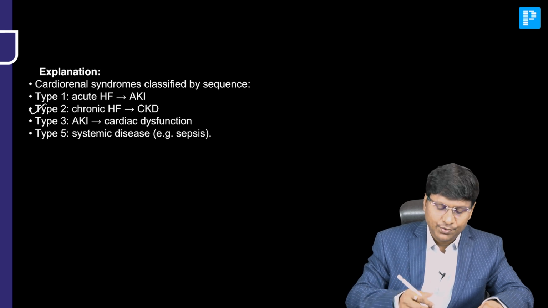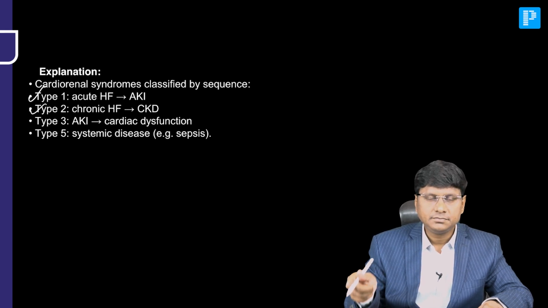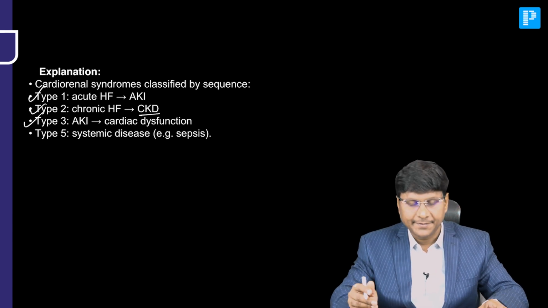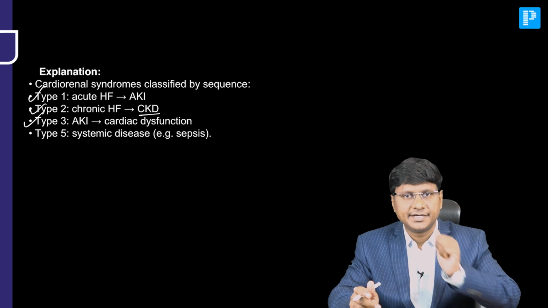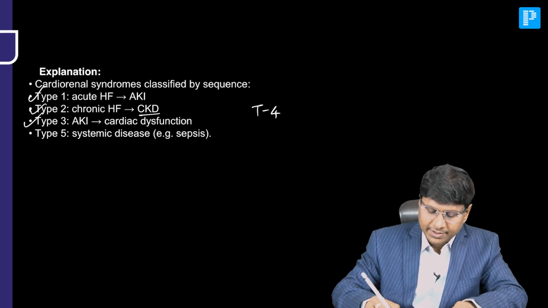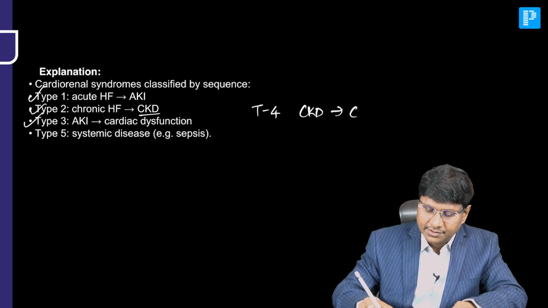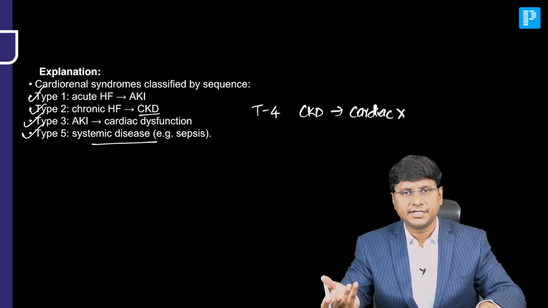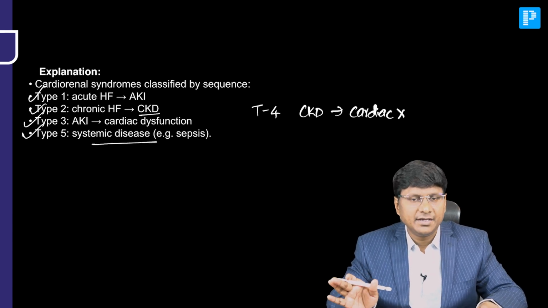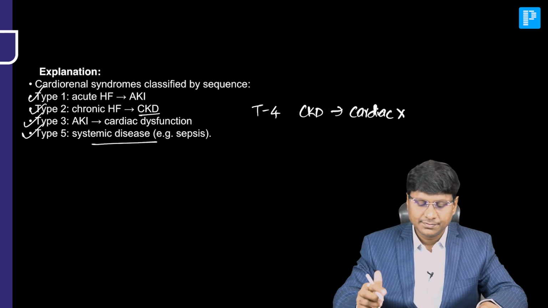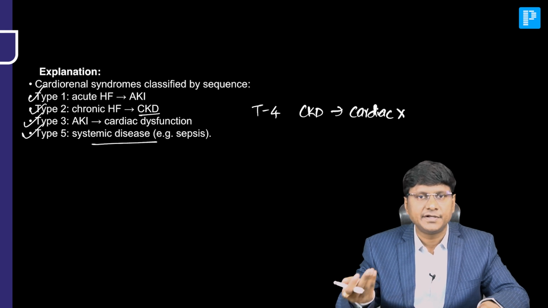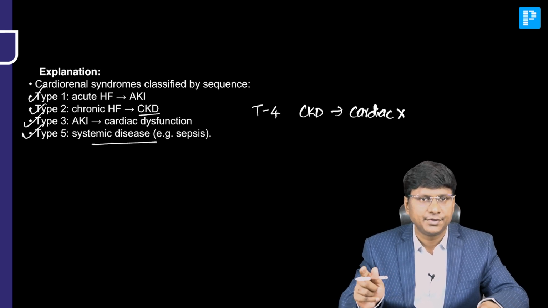What is type 1? Acute heart failure causing acute kidney injury. Type 2, chronic heart failure causing chronic kidney disease. Whereas type 3 is acute kidney injury causing cardiac dysfunction. And what is type 4? Type 4 is chronic kidney disease causing cardiac dysfunction. And type 5 is systemic diseases causing renal dysfunction. So these are the various types of cardiorenal syndrome. In our question, the patient already has heart failure and is now developing renal impairment. So it is chronic heart failure causing chronic kidney disease, which comes under type 2 cardiorenal syndrome.